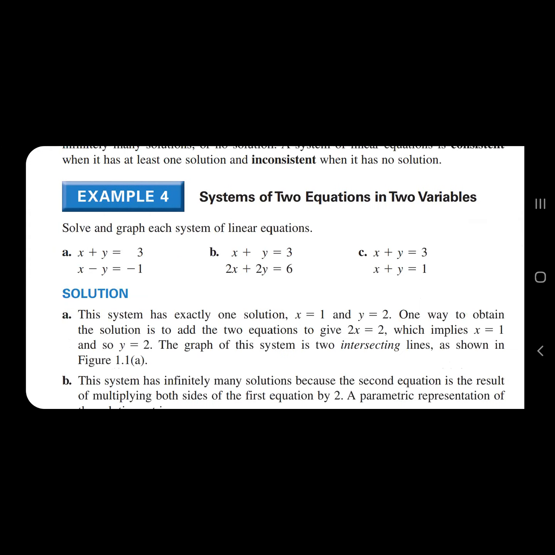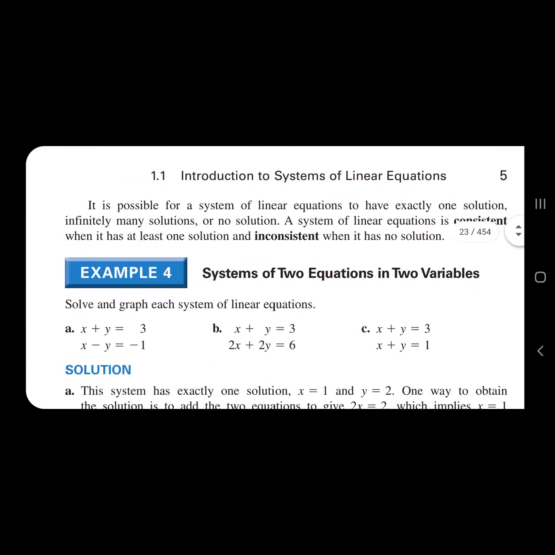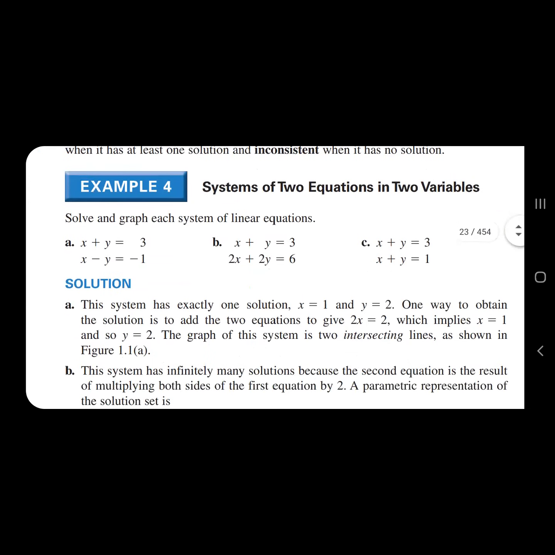Now this is kind of cool here because each of these three problems, A, B, and C, are actually very different systems. In problem A, I could solve that very easily with high school algebra, and I get x equals 1, y equals 2, and that's my solution set. So I have one solution. If I would graph this, I would have two intersecting lines. I'm sure you know that.